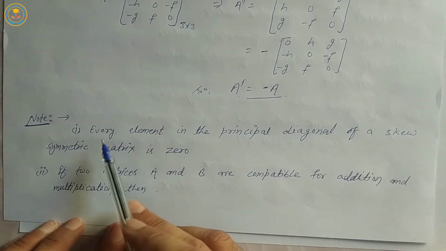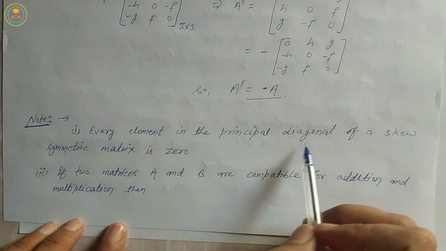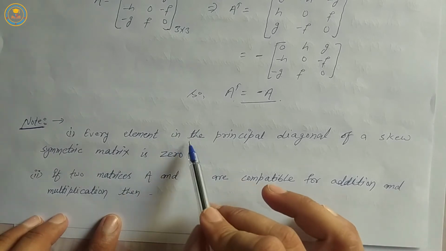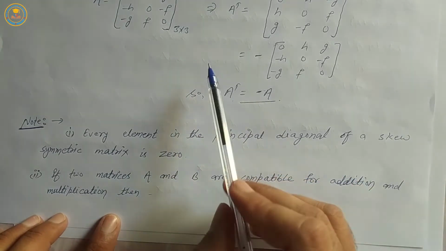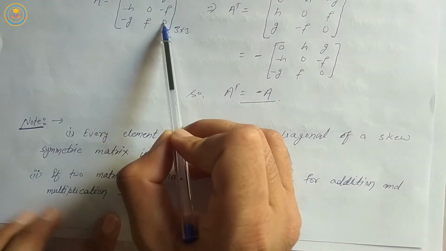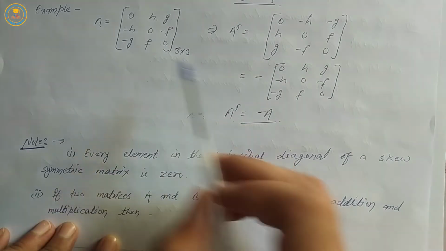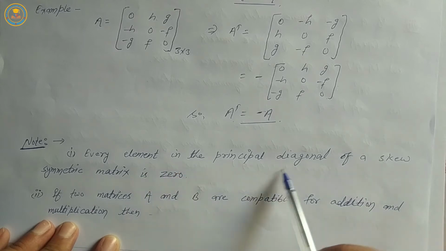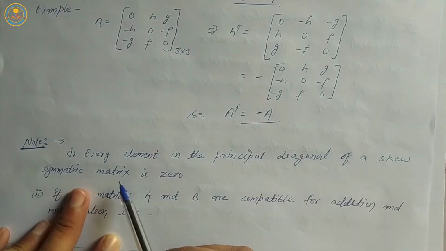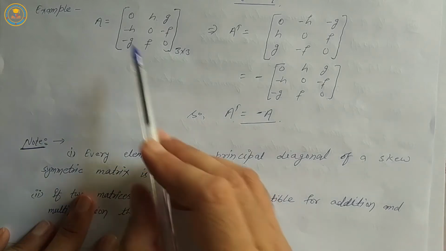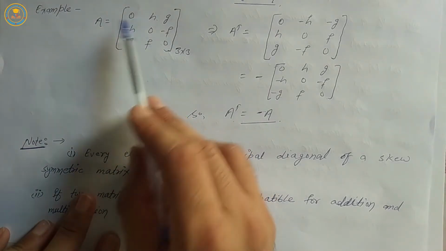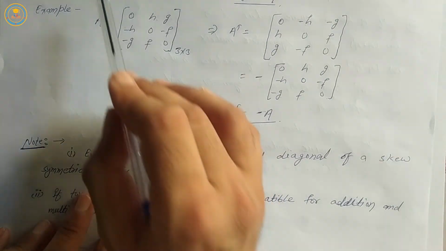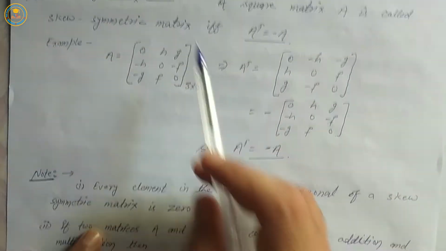First point: every element in the principal diagonal of a skew symmetric matrix is 0. Every element in the principal diagonal of a skew symmetric matrix is 0. It means the diagonal elements of matrix A, the principal diagonal, are 0, 0, 0. So matrix A is a skew symmetric matrix. Okay, first point.